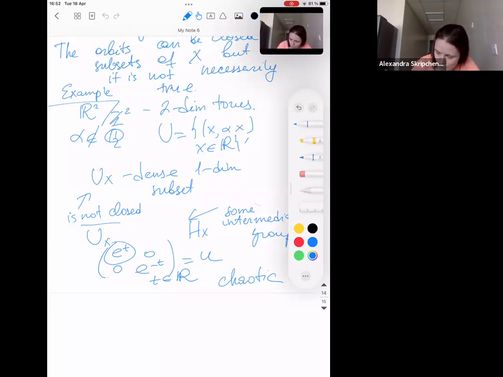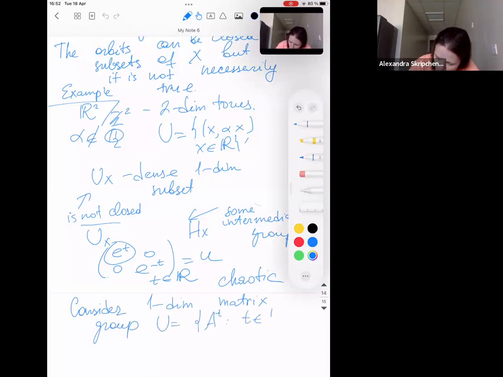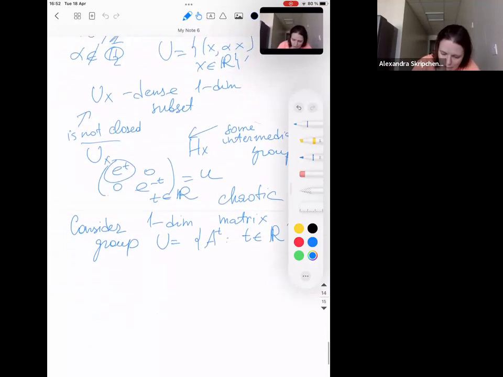So we first need to explain what it means that we eliminate any exponential part. So we consider a one-dimensional matrix group U, which gives you a_t, t in R. And we want A to be a matrix with a logarithm. So a_t is the exponent of t log A.